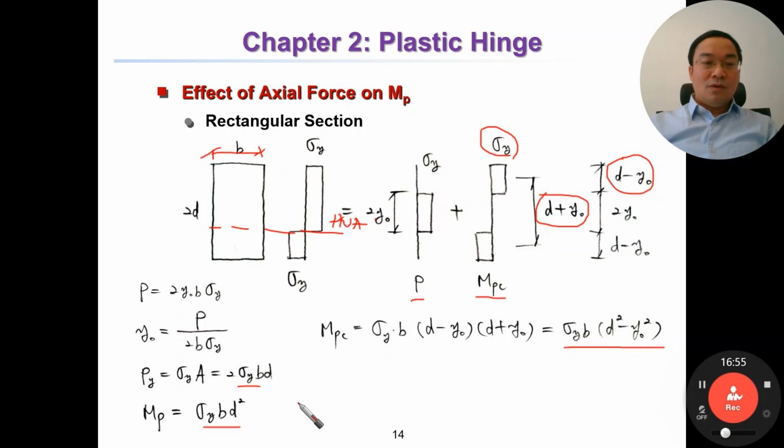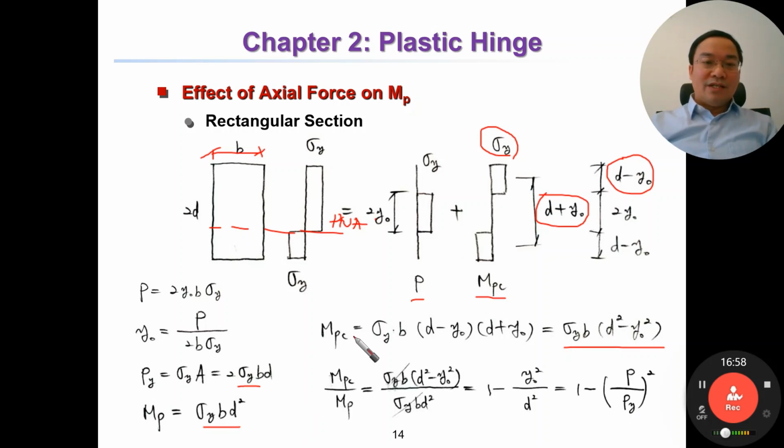We already know. Now we have the ratio between MPC over MP. MPC is here, divided by MP, which is here. Then we can calculate MPC over MP equal to this one. So this is the ratio between MPC over MP. This should be smaller than or equal to 1, right? Smaller than or equal to 1.